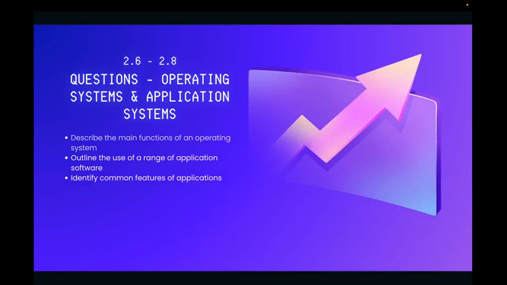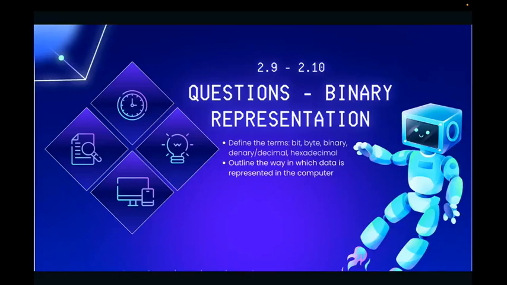Common features of applications consist of things like toolbars, dialog boxes, menus, icons, etc. So it's basically the simplest GUI elements that users interact with on a regular basis whenever they're using the system. These are things that make the UI easy to interpret and understand, and what makes the system very usable. Okay, the next section is binary representation, so 2.9 to 2.10.